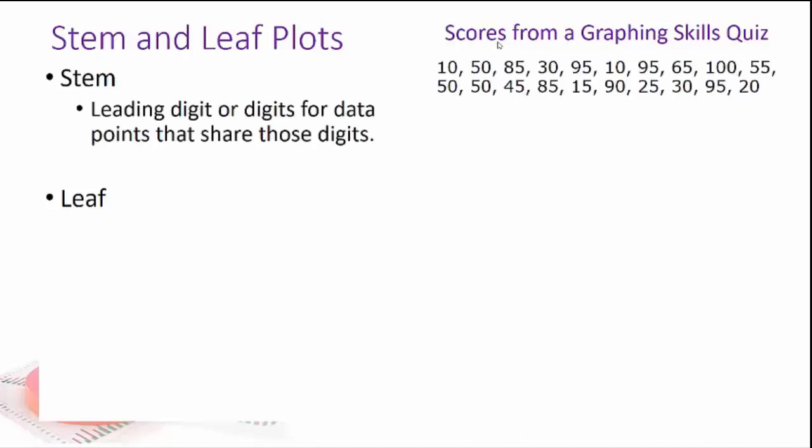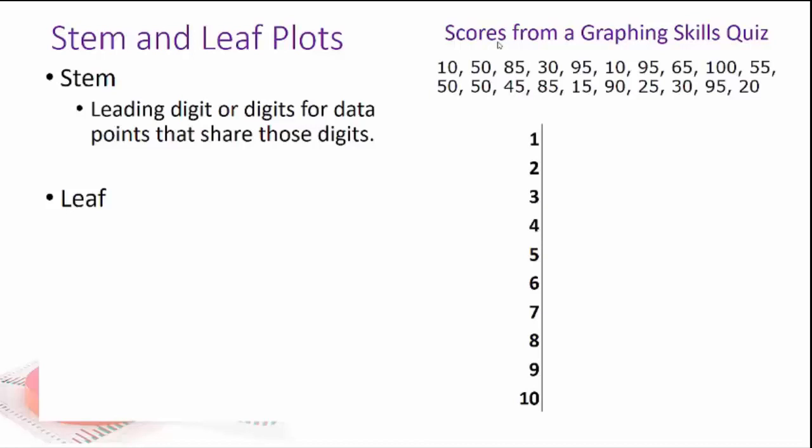So the stem is a leading digit or digits for data points that share those digits. In this case, I'm looking at quiz grades, so I'm going to look at the tens place and higher. Those will be my stems. So sadly, the lowest quiz grade was a 10, so I will need a 1 going all the way up to the 100 that I have there. So I need a 10 in the tens place because 10 times 10 is 100.